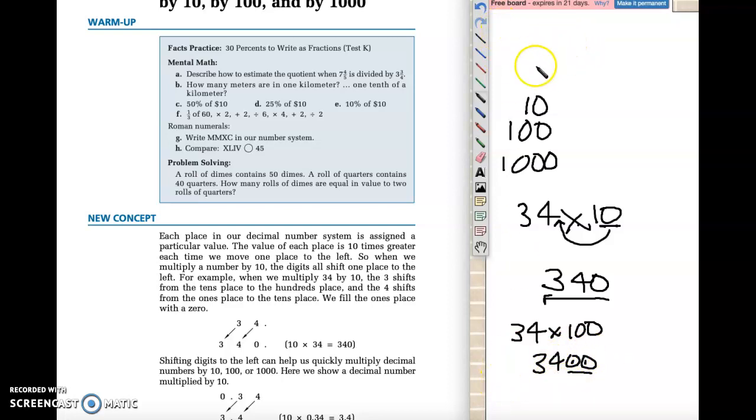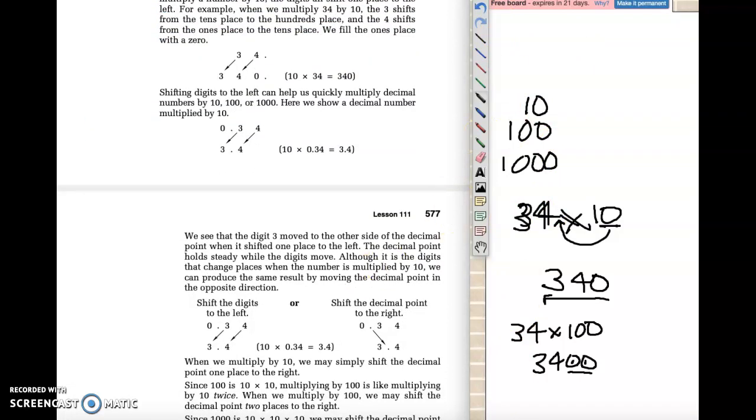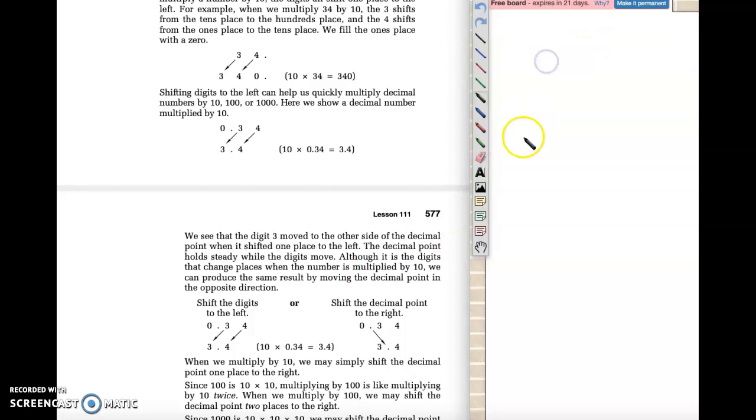And then in the same way, I'm going to scroll this up a little bit so you can see. I'm going to clear the board. All right. In the same way, if I have a number with a decimal, if I were multiplying 34 hundredths by 10, it's the same idea. Only this time, 34 hundredths times 10 is 3 and 4 tenths. So we're scooting it over to the right.